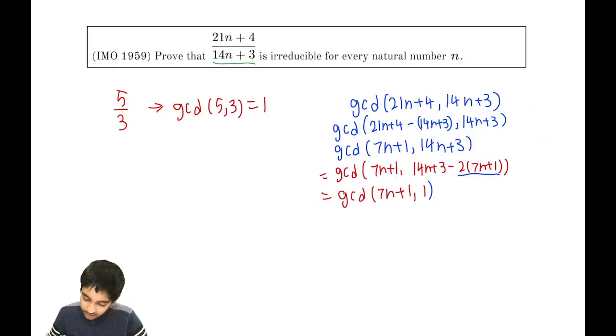That's just 1, since the GCD of any number and 1 is always 1. That's the greatest common factor they share. And if the GCD of the numerator and denominator is 1, that means it's irreducible. So now we are done, and we have finished the proof. So now you can tell everyone that you know how to solve an IMO problem. But even though this IMO problem is way easier than anything you've seen on the IMO nowadays.